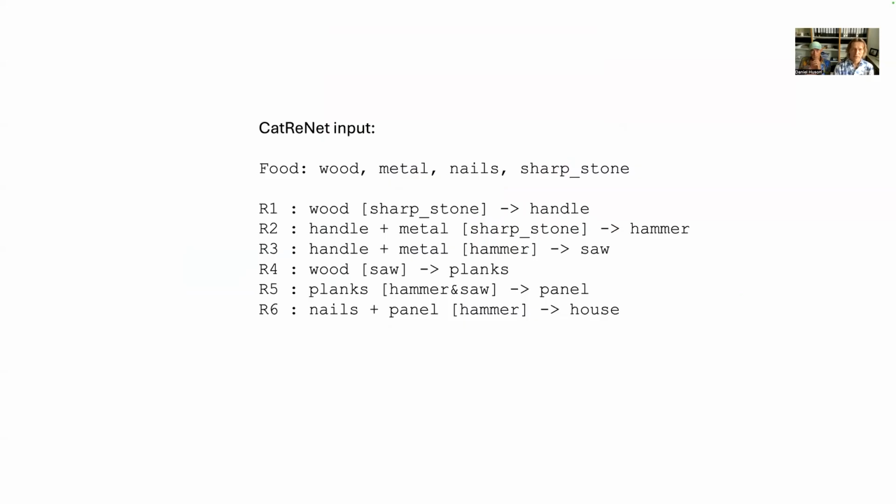So this toy example looks like this when you put it into CatReNet input format. So we list the food set, and then we list the reactions R1 to R6 with the reactants mentioned first, and then in brackets we mention the catalysts, and then after the arrow we show the products. Just one point here. Notice that in reaction 5 we have two catalysts mentioned, hammer and saw. They both have to be present as a catalyst jointly.